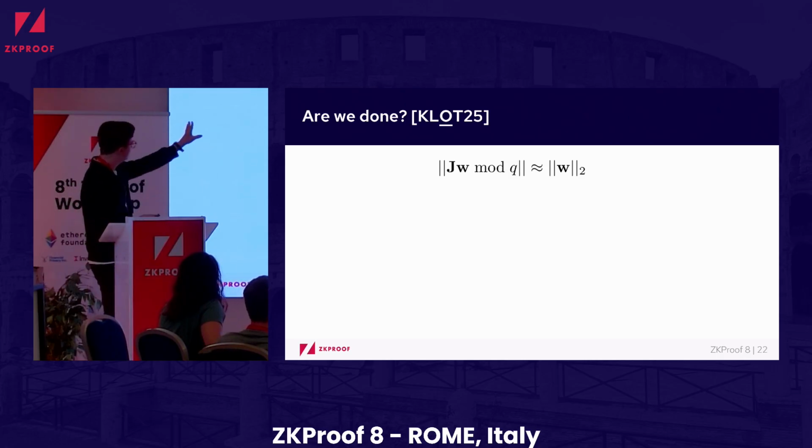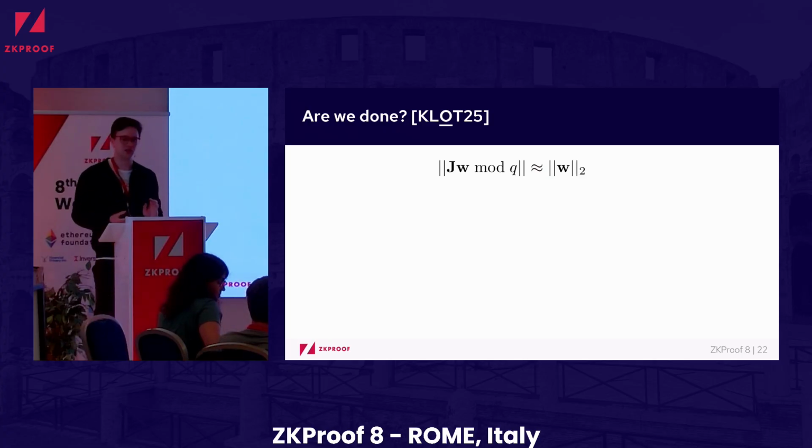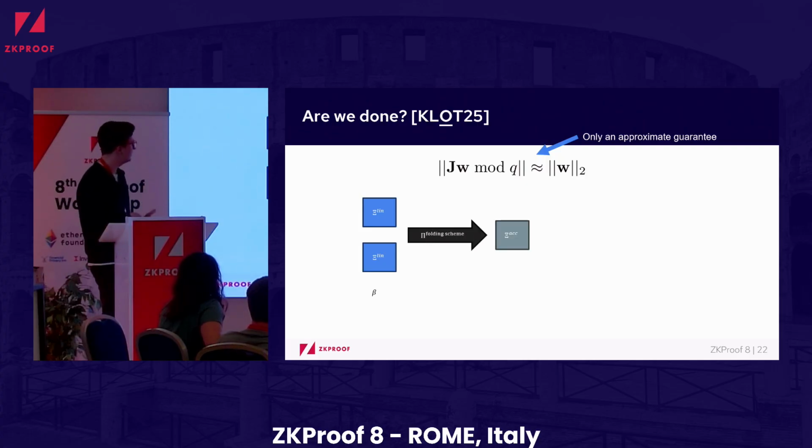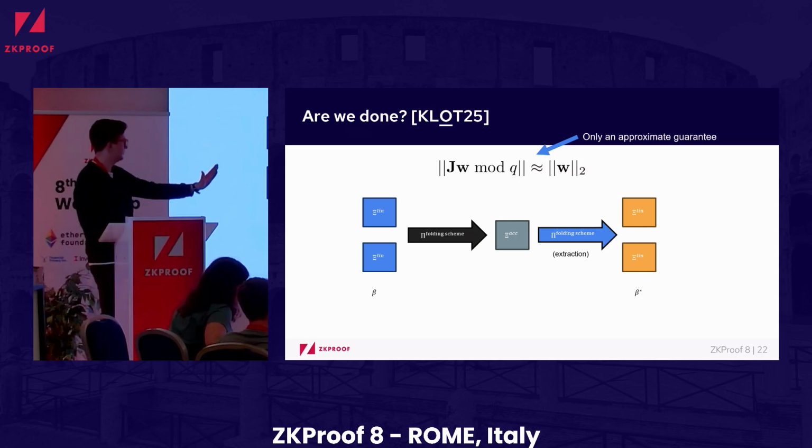The additional complication is that this Johnson-Lindenstrauss projection certifies the norm of the witness only up to some constant, and the constant is very small. But when we talk about composition of this protocol, it will grow. So we have a folding scheme, we will have the accumulator, and in this extraction we will also have some growth.